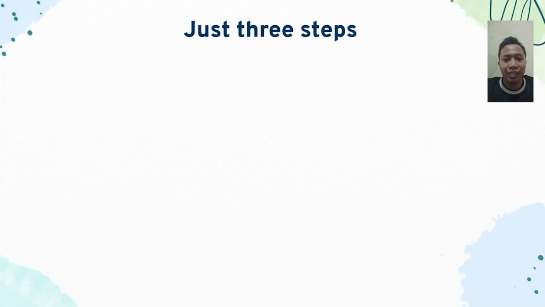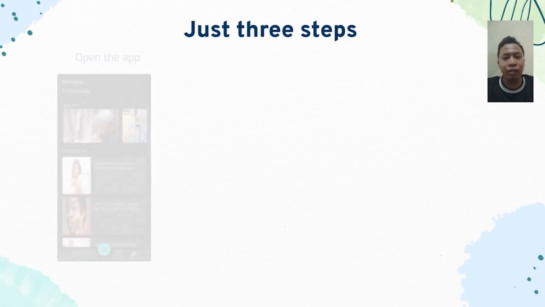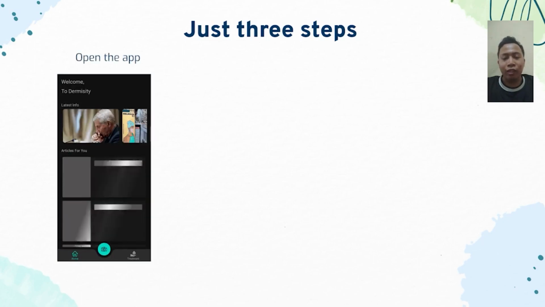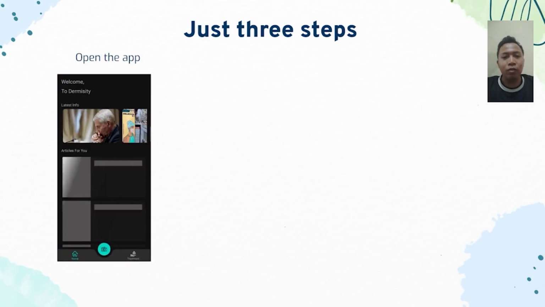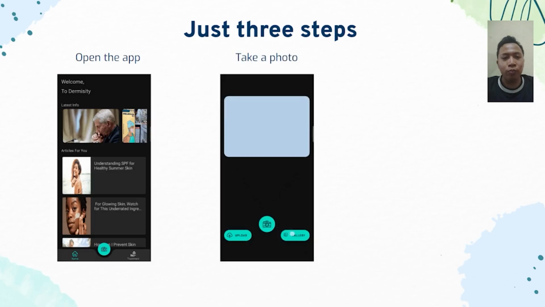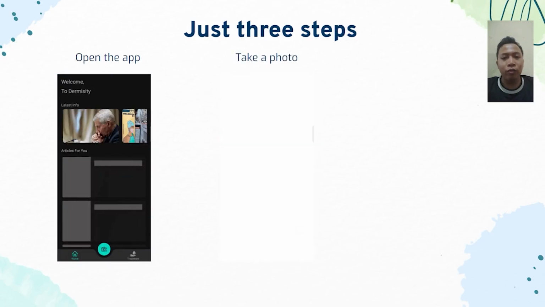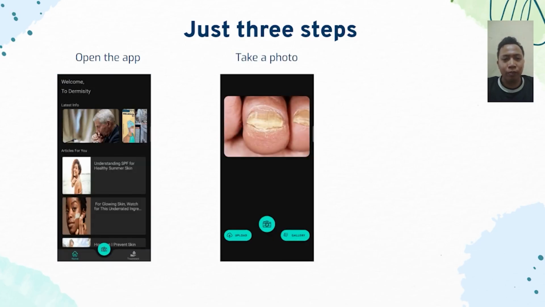How to operate this application is very simple. It only requires 3 simple steps. The first one, of course, is to open the Dermisity application. Make sure your internet connection is good enough. After that, a display like this will appear. Press the small button with the camera logo, then take a picture of your problematic skin.